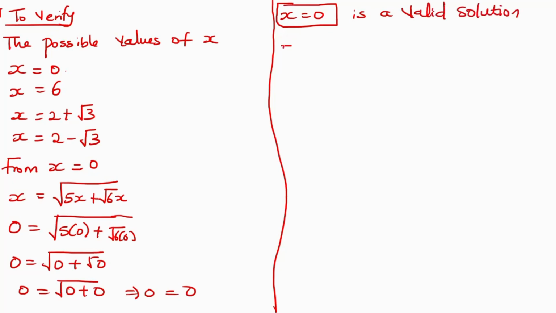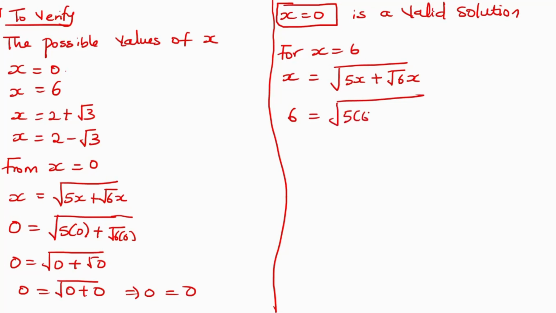So let's go on to x equals 6. We have the question x equals the square root of 5x plus the square root of 6x. x is equal to 6, so 6 equals the square root of 5 times 6 plus the square root of 6 times 6. So 6 equals the square root of 6 times 5, which is 30, plus the square root of 36.